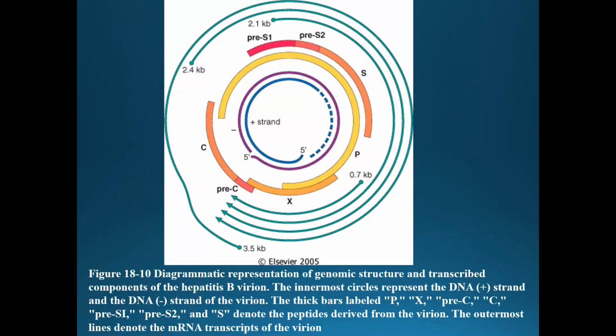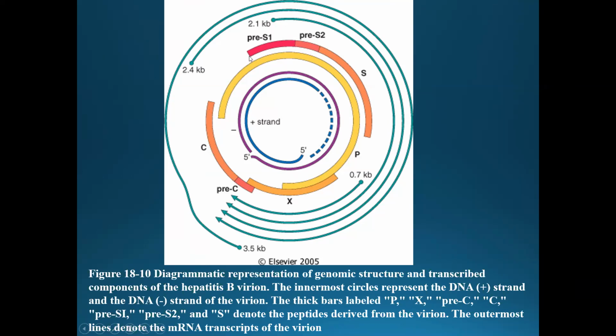Now, when it comes to the hepatitis B virion itself, this is a diagrammatic representation of the genomic structure and the transcribed components of hepatitis B. Now, the innermost circles represent the DNA, forward and reverse strands. So the forward, the 5 to 3, and the 3 to 5, forward and reverse strands, the DNA of the hepatitis B.